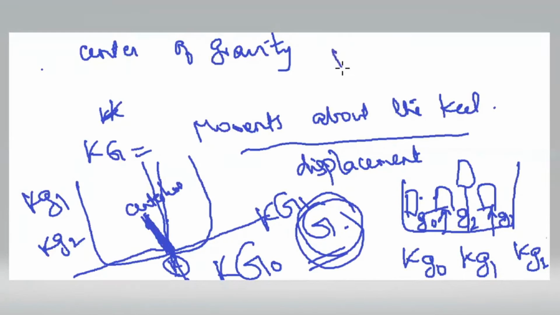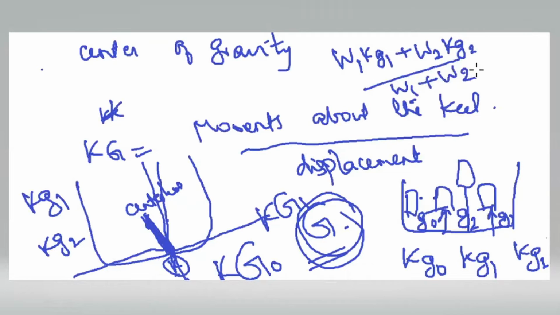Now, this will give you the total weight. This is KG. Is this clear now? This is G of the whole thing, W1 plus W2, the whole weight of the ship. So when you put the whole weight of the ship here, that is what this capital KG represents. This G represents the center of gravity of the whole ship. The center of gravity of the whole ship will shift.